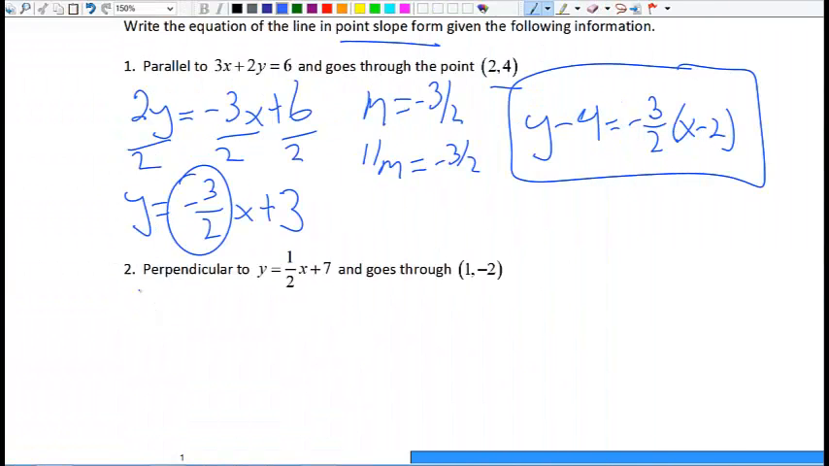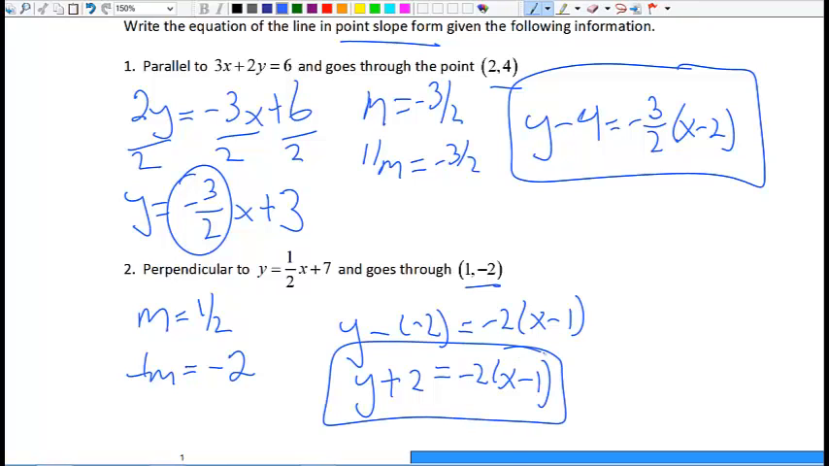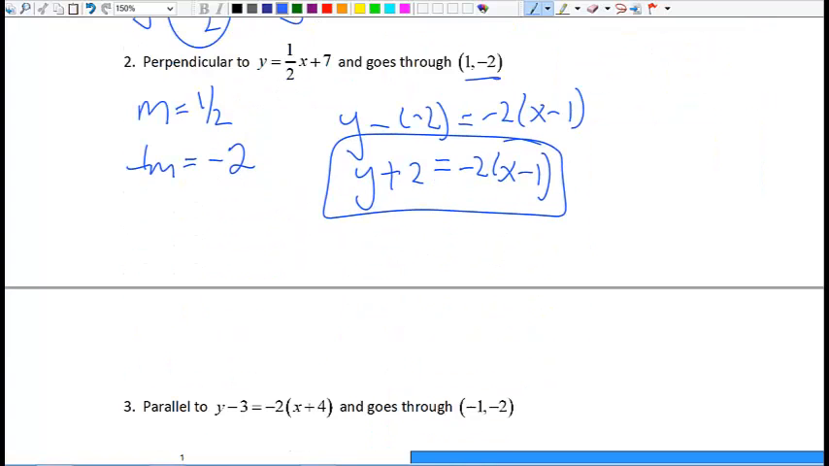Okay. Number 2, if I want the perpendicular equation to this, I want to know what the slope is first. This already is in slope-intercept form, so the slope is 1 half, which means the perpendicular slope would be the opposite reciprocal, so negative 2. And I have the point it goes through, so that would be y minus negative 2 equals negative 2 times (x minus 1). The only thing we can do is the two negatives make a positive. We could have just done that at the beginning, but that's okay. So y plus 2 equals negative 2 times (x minus 1) is a perfectly fine equation.